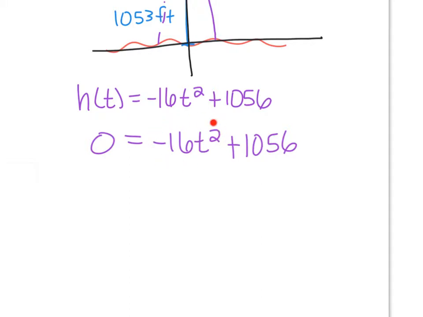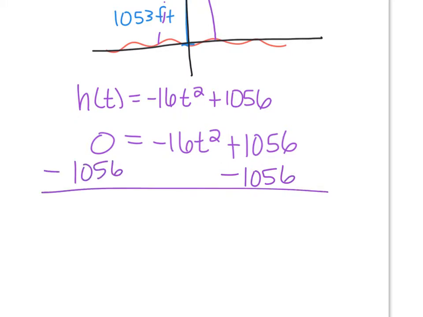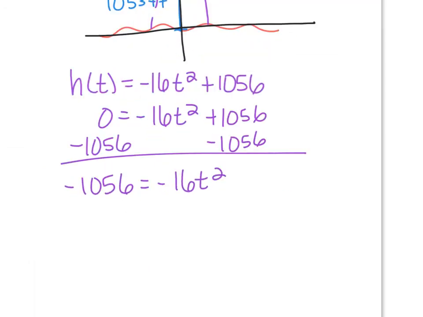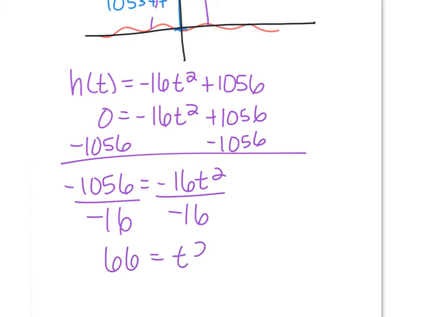So first isolate the term with the x squared. So we need to get rid of the 1,056. So subtract 1,056 from both sides. You get negative 1,056 is equal to negative 16t squared. There we go. Now we need to isolate the t squared. So we're going to divide each side by negative 16. That's positive 66 equals t squared.